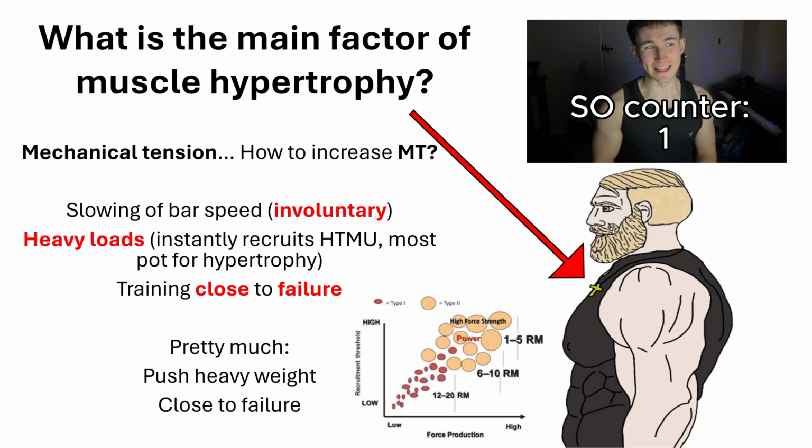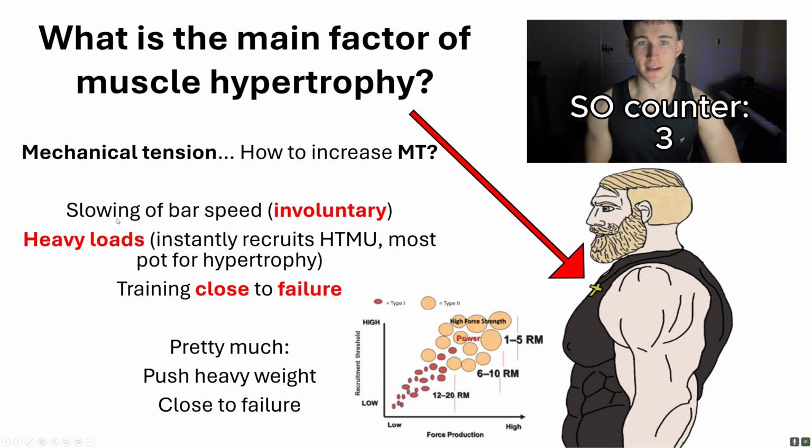So, let's begin. What is the main factor for muscle hypertrophy? It is mechanical tension, and that's undoubtedly the driver of hypertrophy. Loads of studies, let's not go into that. So, how do we increase mechanical tension? Let's have a look.